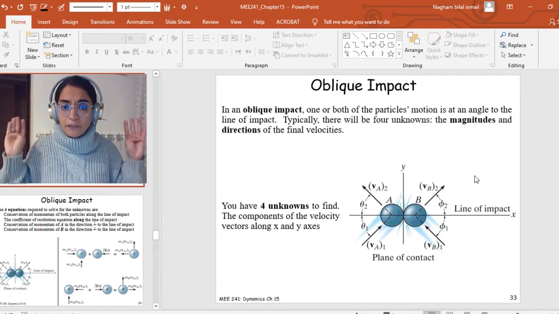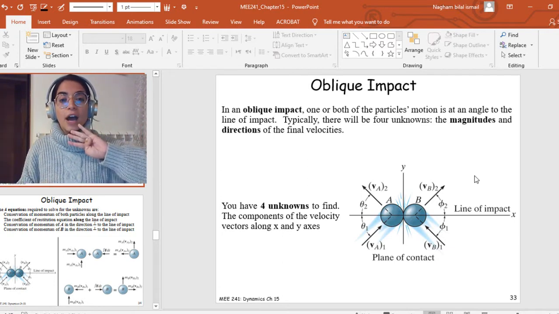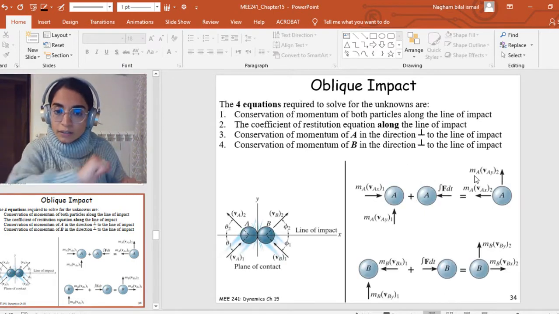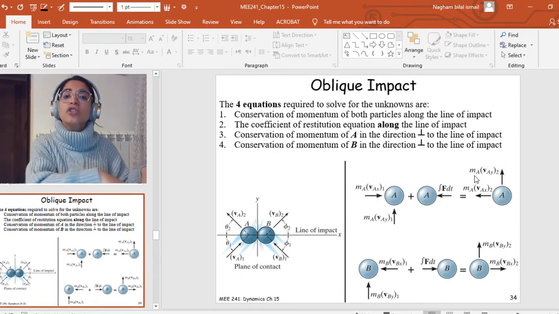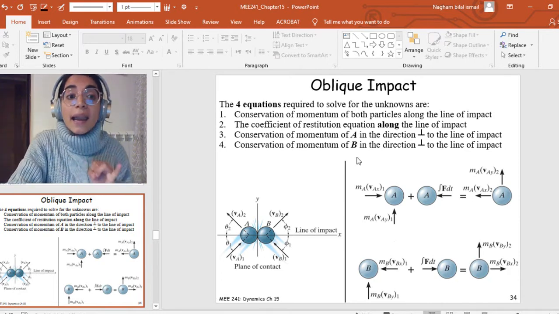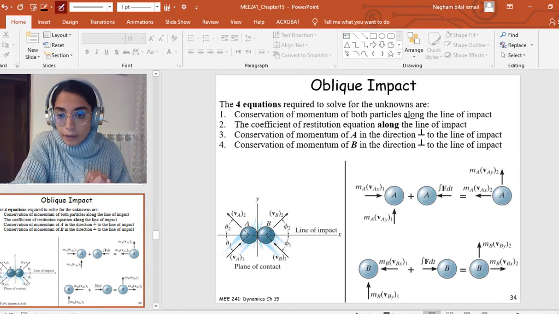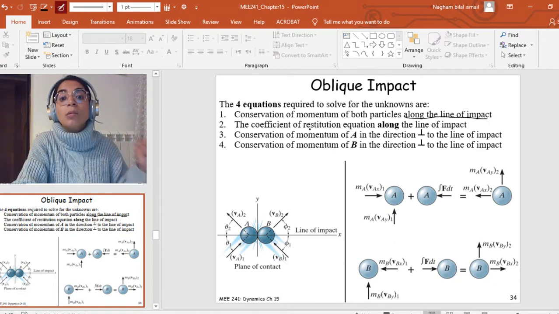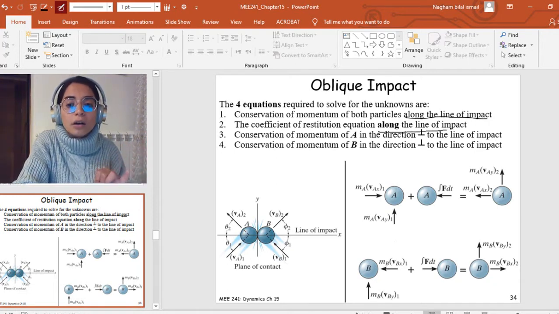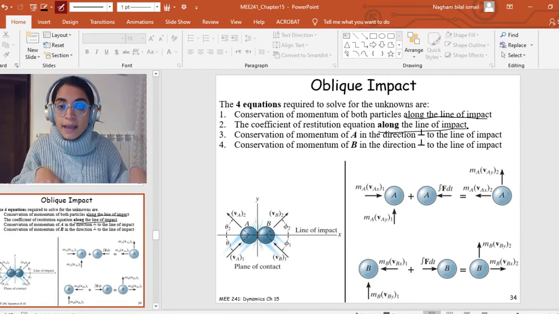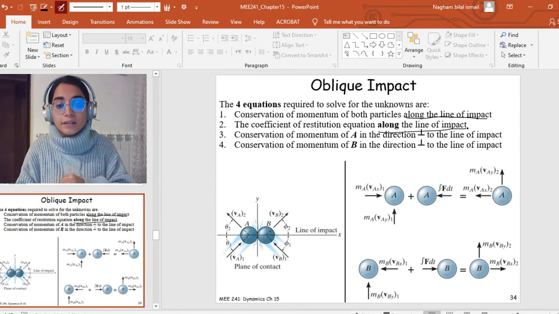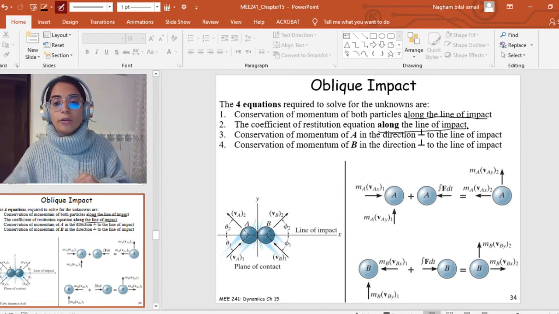How to solve this? I have four unknowns, which means I should have four equations. What are these equations? The first two equations are the same equations as the central impact. They are the conservation of momentum along the line of impact. And the second equation is the coefficient of restitution always along the line of impact. So I have two equations. They are the same as the case of central impact: the conservation of momentum along the line of impact and the coefficient of restitution along the line of impact.